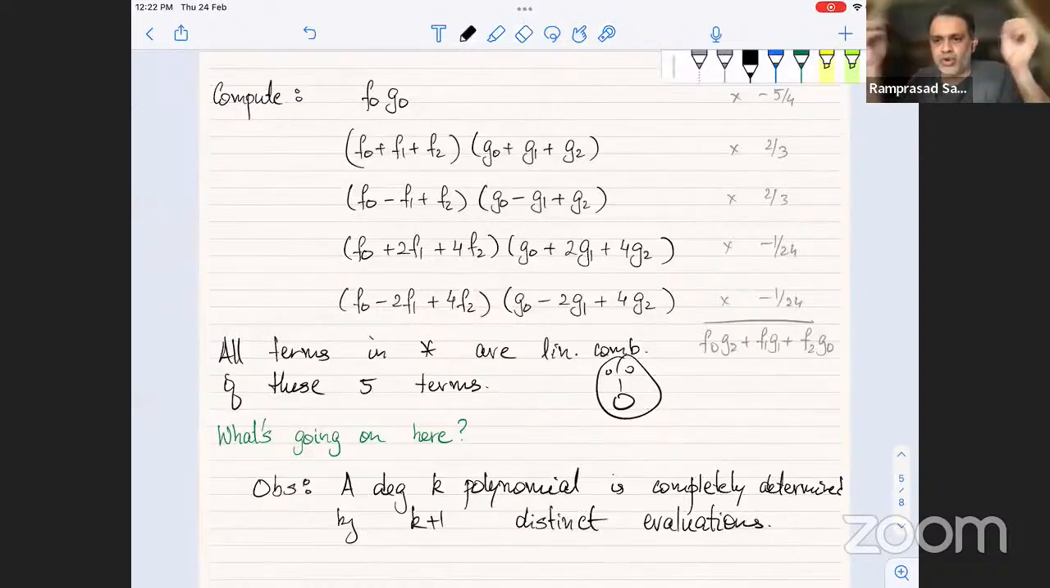Right. If you want to know a linear polynomial, if I tell you the value of this linear polynomial at 2 points, then you exactly know what the linear polynomial is. There is only one. And if you want to know precisely what a quadratic is, then I need to just tell you 3 distinct evaluations, and that tells you exactly what the quadratic is.